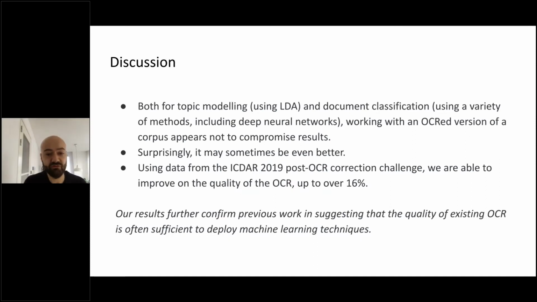Okay, so in conclusion, basically what I've just said, so the quite encouraging results, I would say, both for topic modeling and document classification, given all the limitations, right? So small data sets and specific methodology, but encouraging results. Sometimes the OCR version can even be better than a ground truth. And there might often be margin for improvement given a certain OCR corpus to ameliorate it using post-OCR correction.